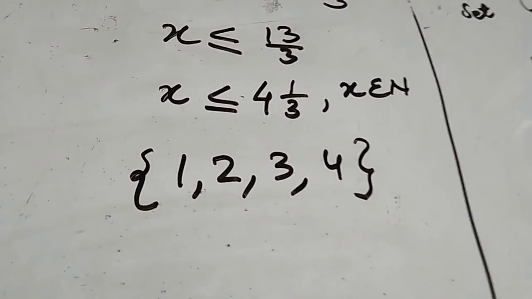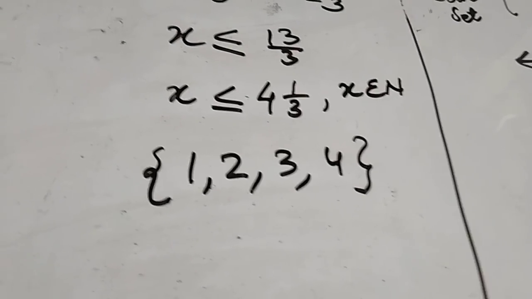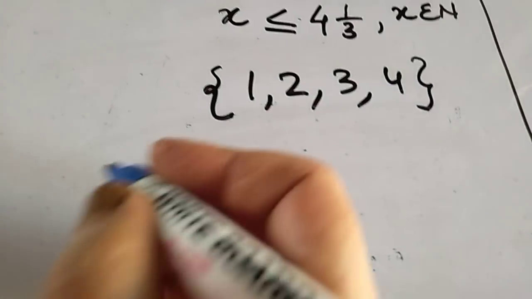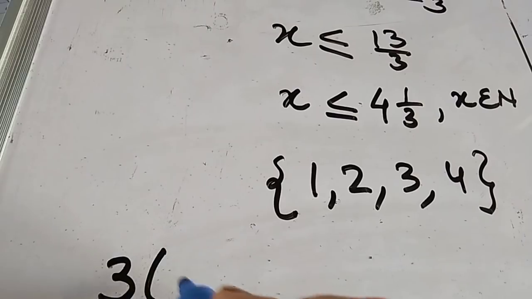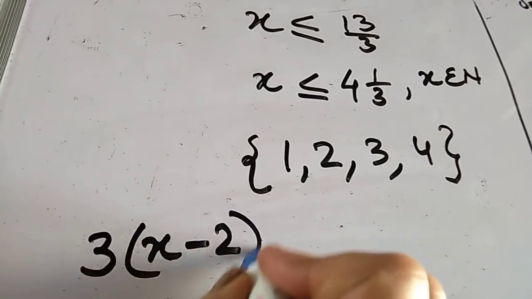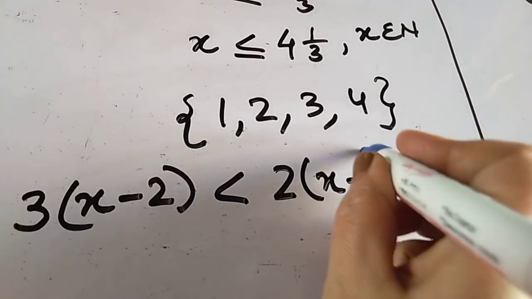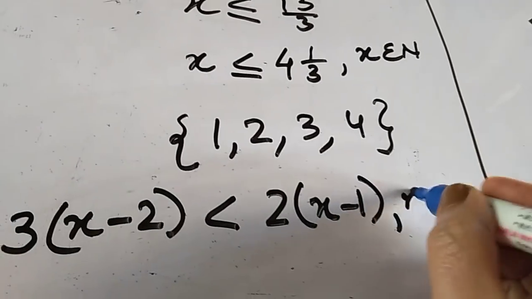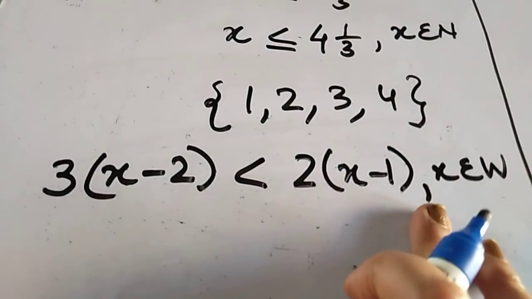Clear? Yes? Another example that I am going to take, one more example, and I think by this time you will be able to do the whole exercise. Another inequation is 3 into x minus 2 is less than 2 into x minus 1, and x belongs to whole numbers. How are we going to do this?